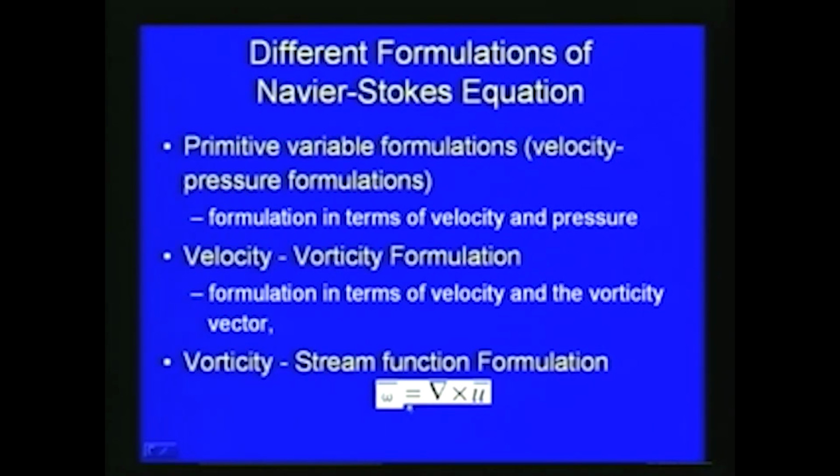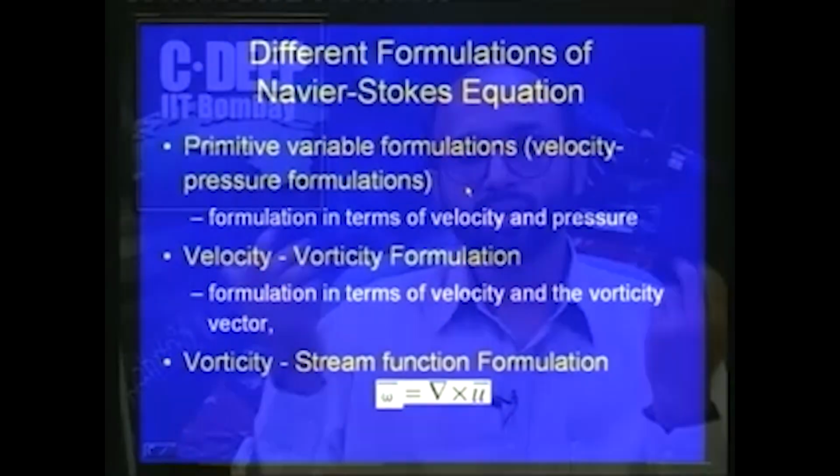Here the vorticity is defined as del cross u bar, where u bar is the velocity vector. So, like this, three formulations are commonly used in literature. We will see the various equations used for all these three formulations.